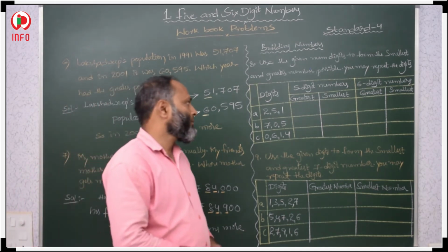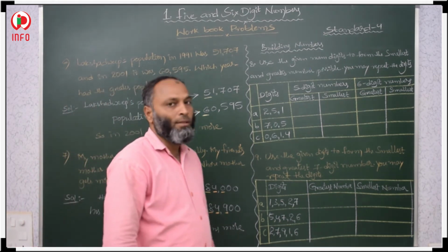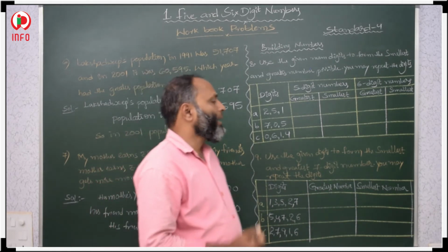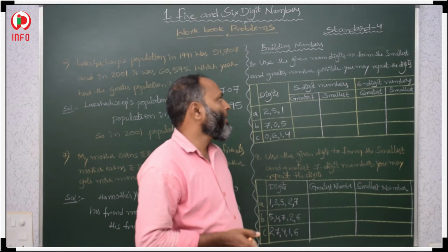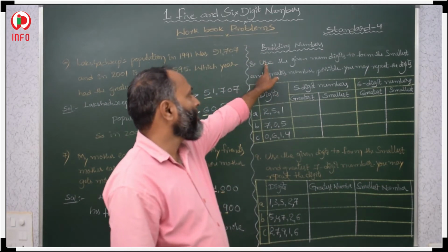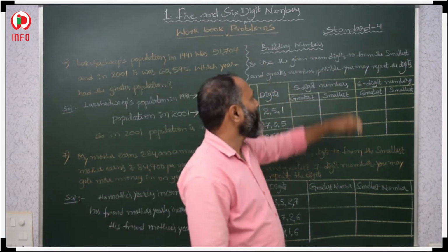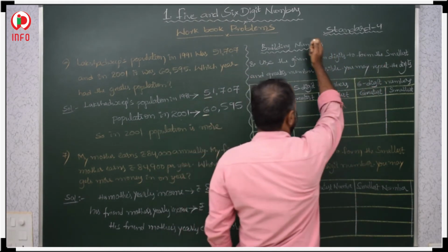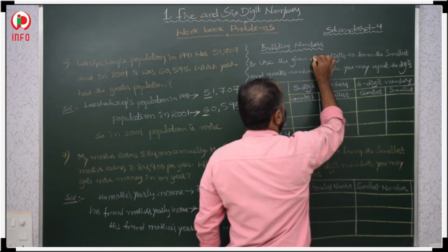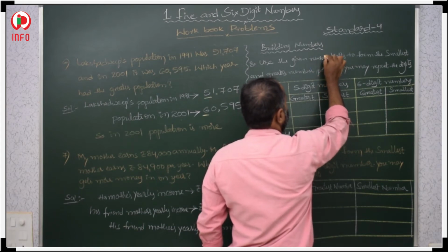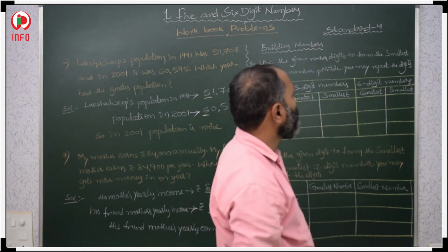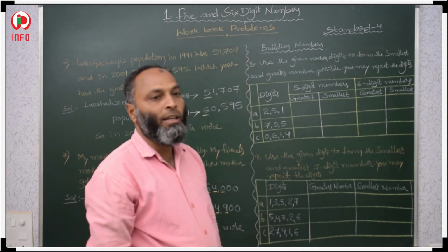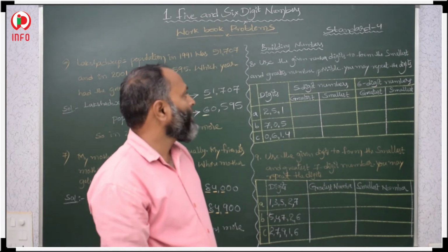Okay. Now, building numbers. How to prepare, how to make a required number? Here, what has been given? Use the given digits to form the smallest and greatest number possible. You may repeat the digits.